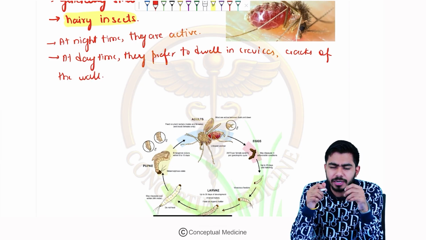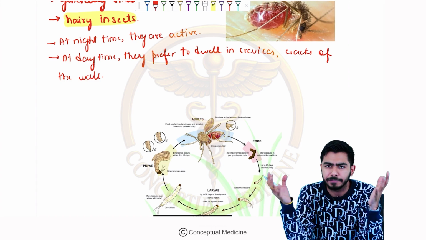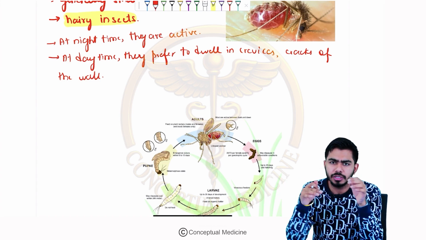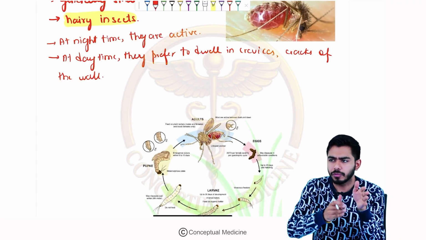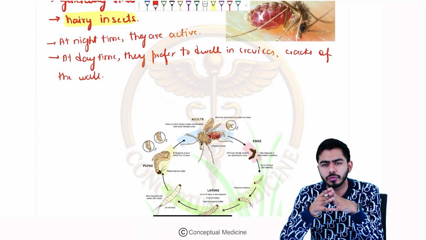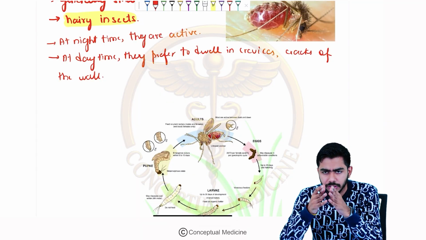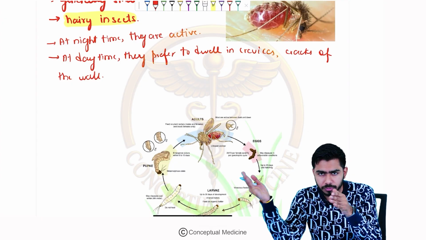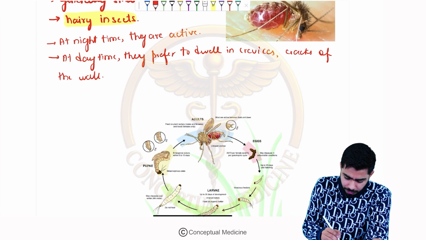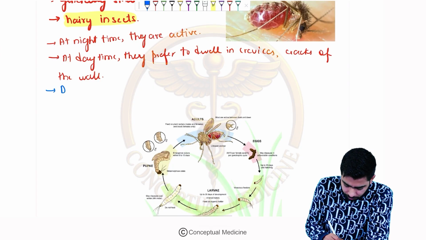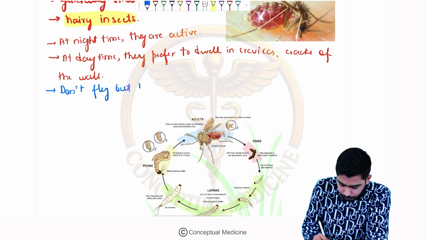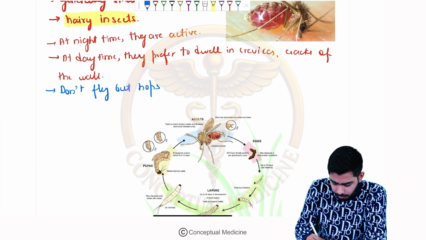Other than that, guys, they are not capable of flying because they are very, very small. They are generally hopping from one place to another, and another, and so on. So they generally don't fly, but they can hop for around 50 yards range.